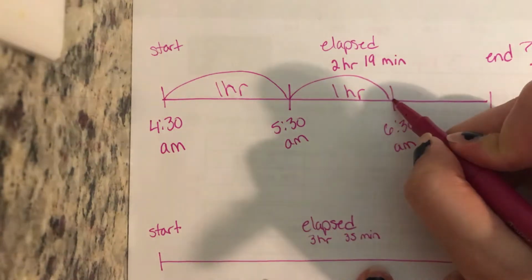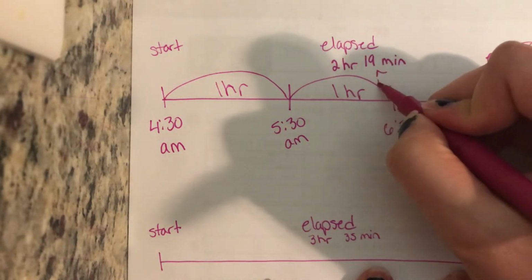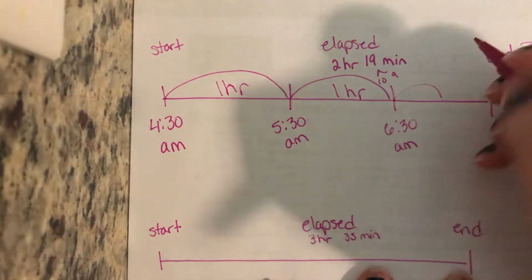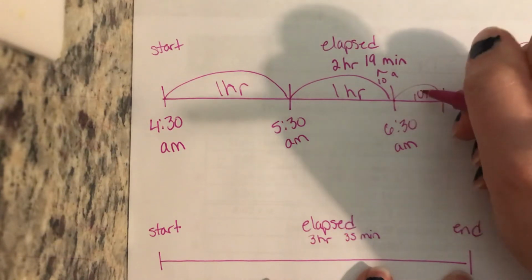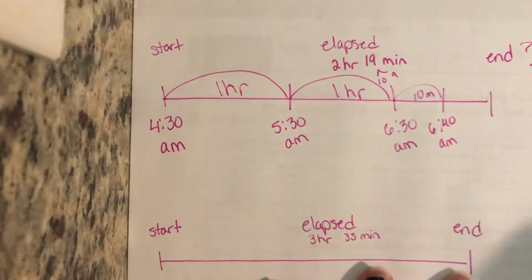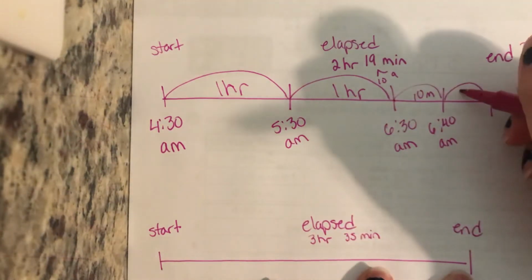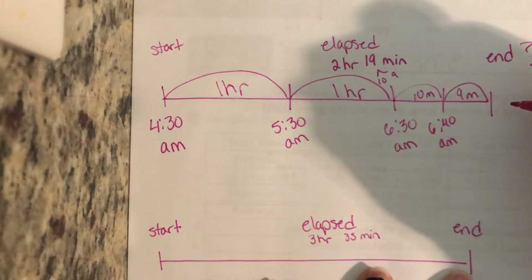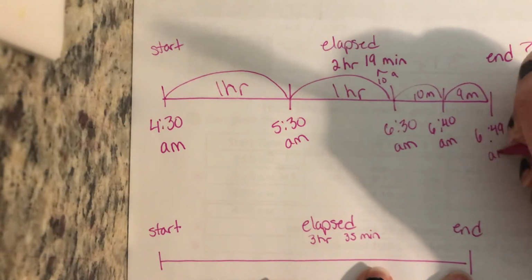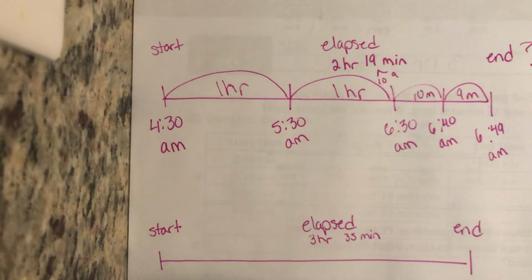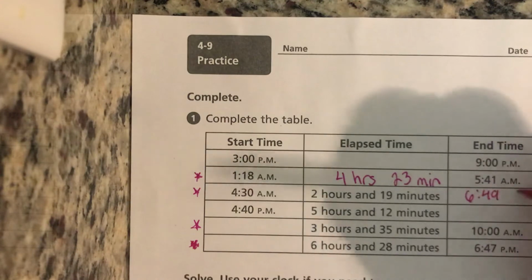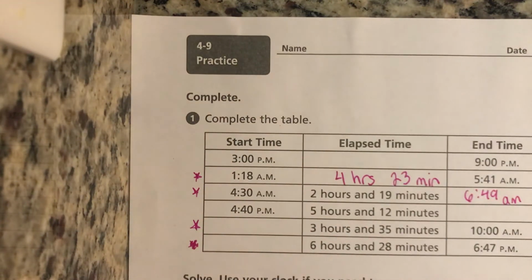Time for the minutes. 19, I'm going to break it down into 10 and 9 because those are friendlier numbers for me to work with. So I'll do a 10-minute jump, and 10 plus the 30 minutes I already have makes 40. So my time is 6:40. And then I'm going to do a 9-minute jump to get to 19. 40 plus 9 is 49. So my end time is 6:49 a.m. Put that in our end time column.